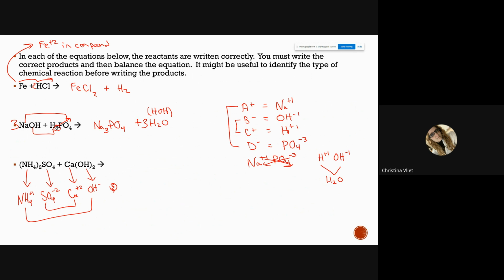So what is my first product? NH4OH. And my second product? BaSO4. And balancing, what do I gotta do? I got two OHs here and two NH4s, so just put a 2 in front there. That's it, that's all you gotta do.